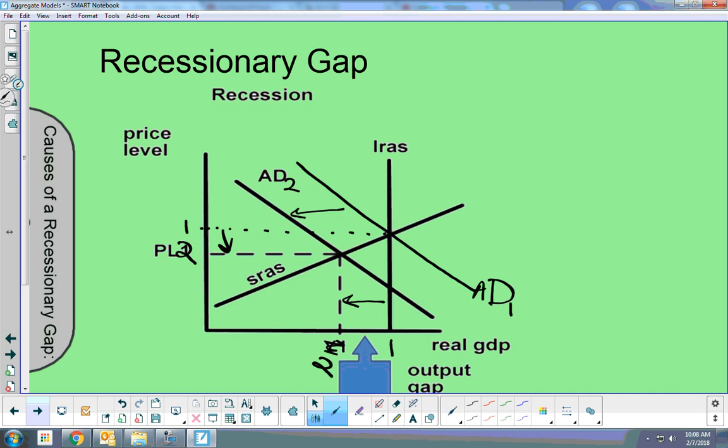Draw it in equilibrium first, and then shift aggregate demand to the left. Can we shift the one we already drew? No, because that is labeled. You title that long-run equilibrium. This is not long-run equilibrium. If you're titling this graph, you're titling this one Recessionary Gap.